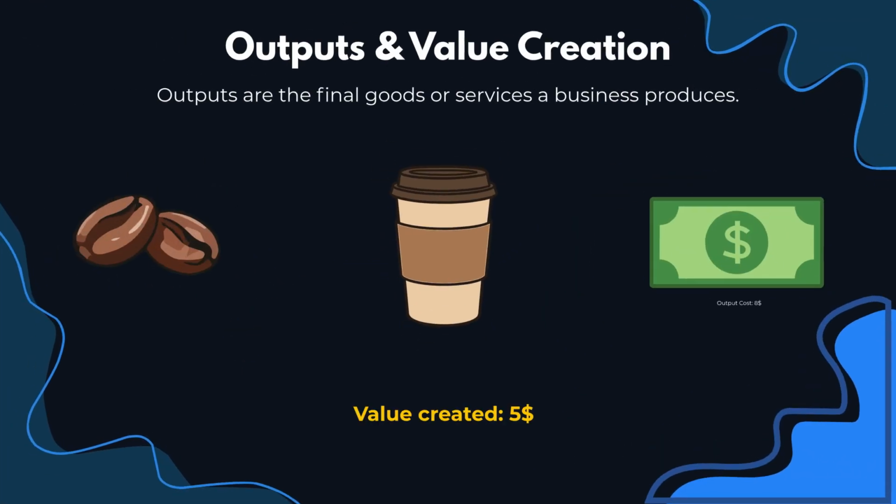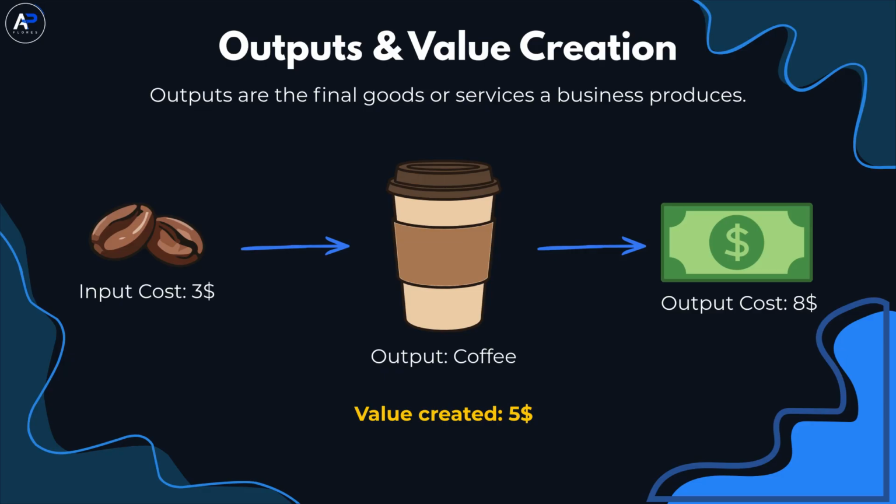The final result is called the output. The output is a good or service that customers purchase, but producing an output isn't enough. A business creates value only if customers believe that the output is worth more than the resources used to make it. In other words, if the benefits outweigh the cost, value has been created, and that's the goal of every business, regardless of its size or its industry.